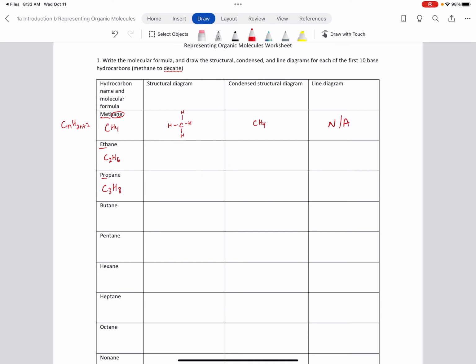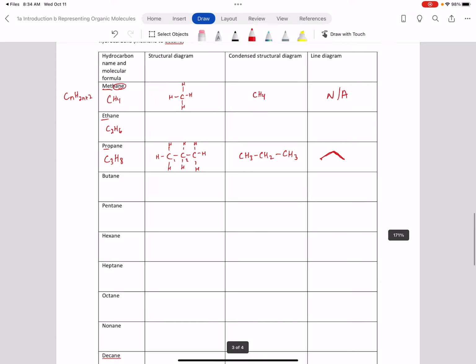Okay, one more example for this. I'll do propane here. Structural diagram, we tend to just draw the carbons in a straight line from each other. Okay, you could also show the zigzag pattern if you'd like. Condensed structural diagram, we do carbon 1. Okay, carbon 1 has 3 hydrogens, so I'll write CH3, CH2 because the second one has 2 hydrogens on it, and then the last one has 3 as well. And for the line diagram, I want a zigzag here, so I'll go 1, 2, 3, and then I'll just connect my points. Eventually, you won't need to draw the points, you'll just know how to draw the zigzag.